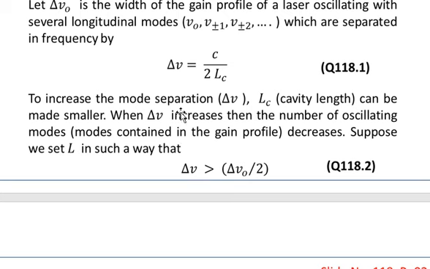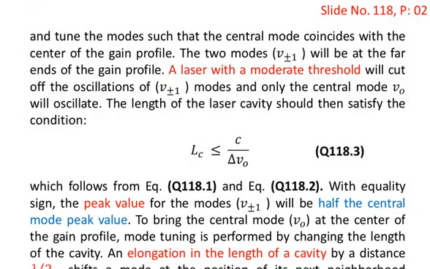If you combine these two, you can get the value of delta nu naught and LC. So LC can be connected to delta nu naught using equations 1 and 2. The length of the laser cavity should then be less than or equal to C over delta nu naught, where delta nu naught is the width of the gain profile. So if you have estimated a gain profile in your mind, you can put the value of delta nu naught in equation number 3, and you can calculate the proposed value of the laser cavity length.